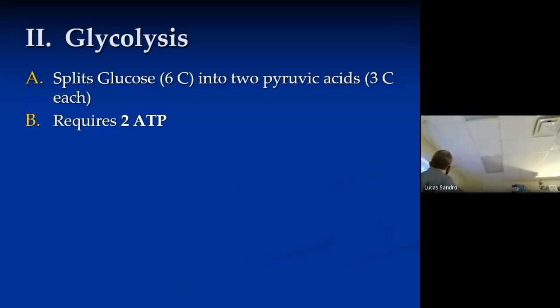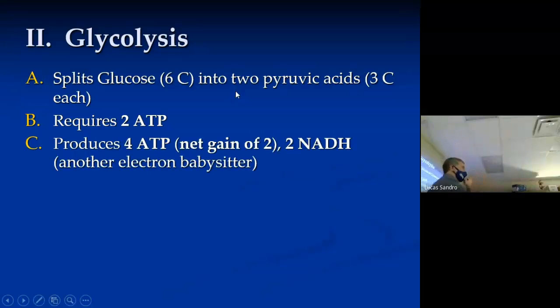Doesn't seem right. Well, what you need to know beyond that is that you spend 2, but you get 4 back. And so really you're gaining 2. And not only that, you get 2 net ATP, but you also get, and here's where it gets annoying, 2 of a different electron babysitter than NADPH, which is called NADH.